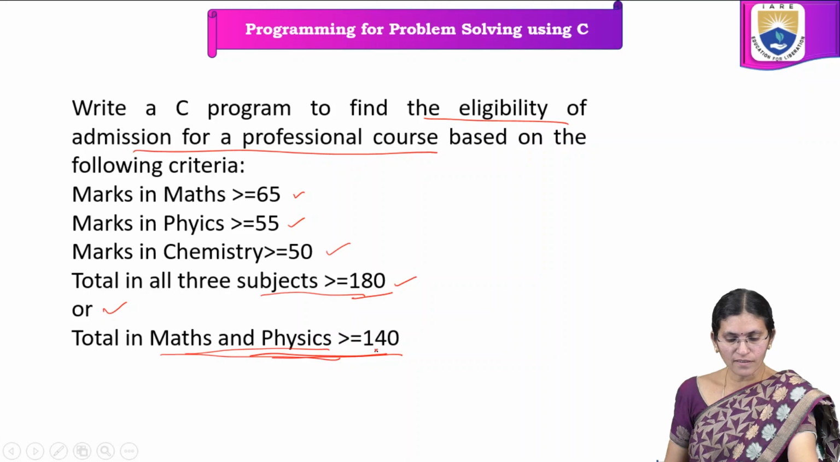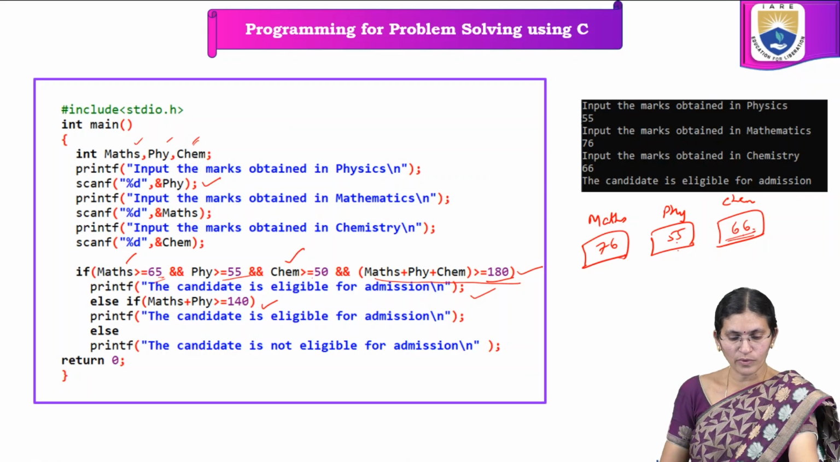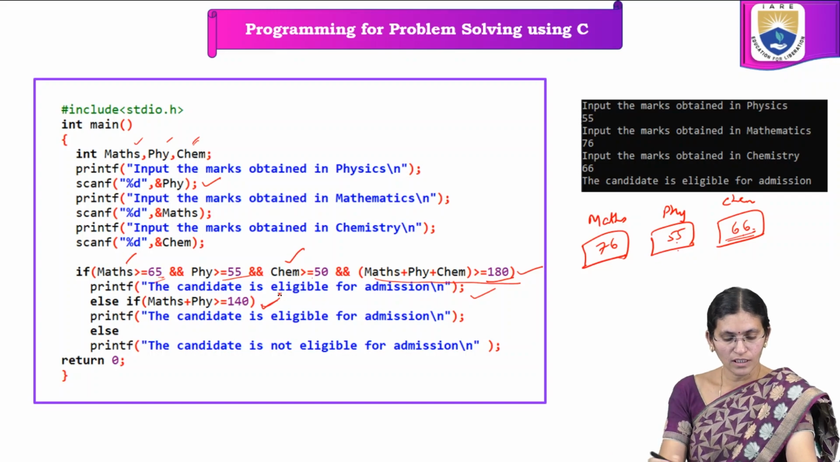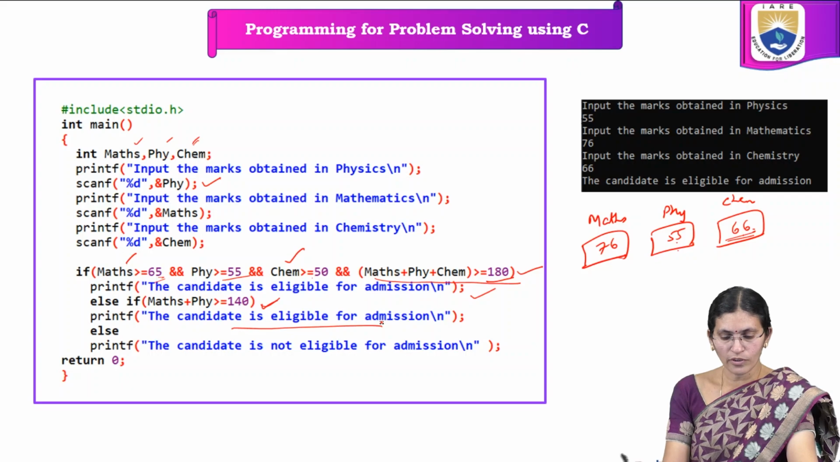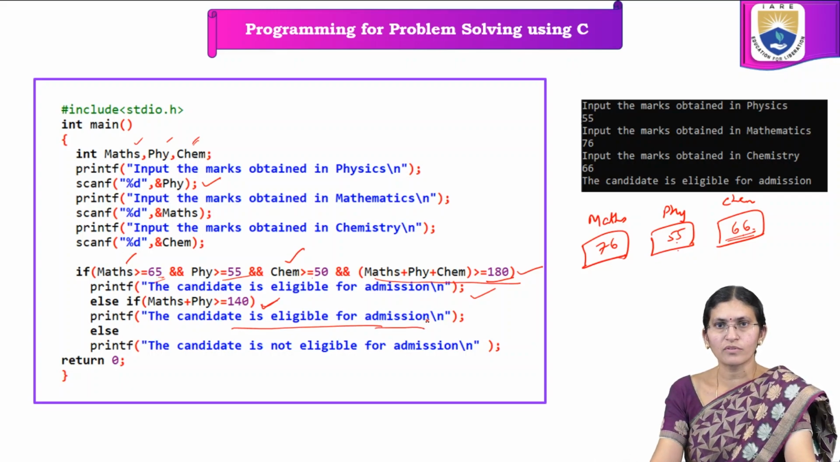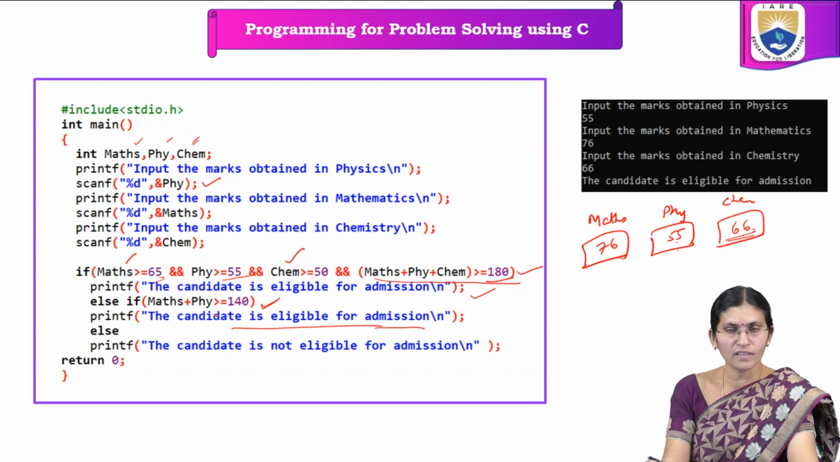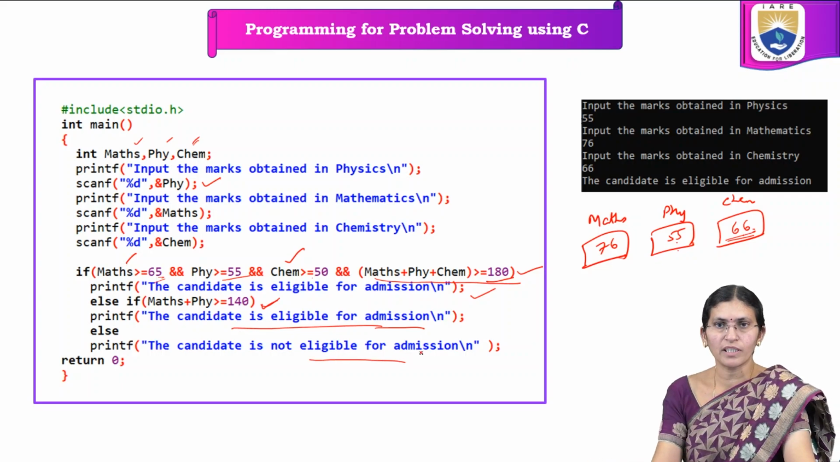So, total in maths and physics should be greater than or equal to 140. So, maths plus physics should be greater than 140. If this condition is satisfied, the person is eligible for admission into the professional course. Else, if both of these conditions are not satisfied, then the person is not eligible for admission.